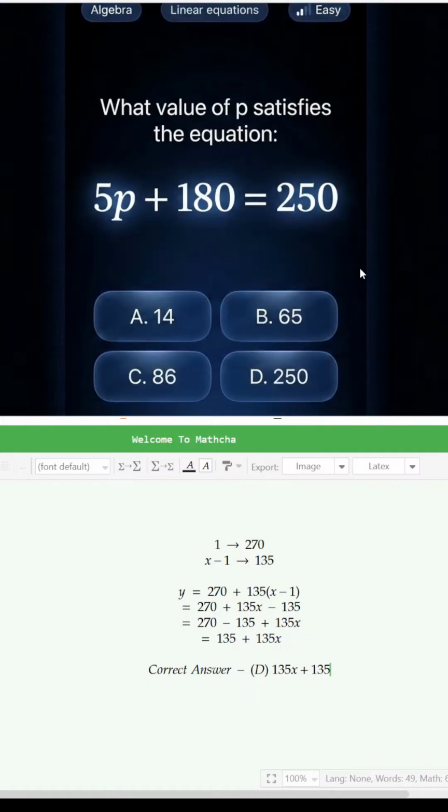Okay, so this is the next question. The question is that what value of p satisfies the equation 5p plus 180 is equal to 250, and we are given four options. So this is just a single equation in one variable, so we have to solve and give the value of p.